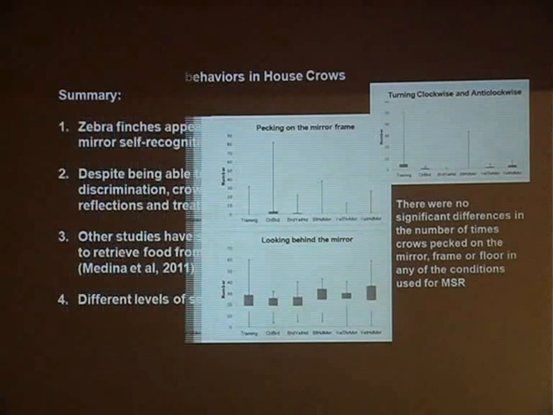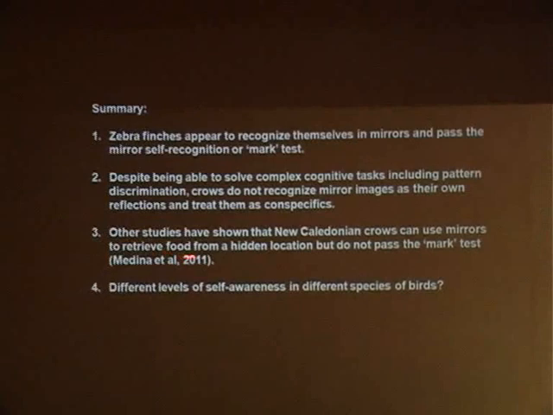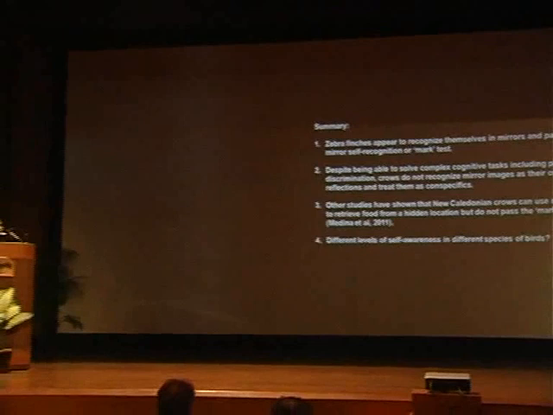So basically what we have found is that zebra finches appear to recognize themselves in mirrors, and they pass the mirror self-recognition test or mark test. But on the other hand, while crows can do complex cognitive tasks, including pattern discrimination, they do not recognize their mirror images as their own reflections and tend to treat them as conspecifics. In fact, there was another study on New Caledonian crows, the specialists on tool use, and it was found that while New Caledonian crows can actually retrieve food from a hidden location using a mirror, they still do not pass the mark test. So crows just do not seem to have this ability.